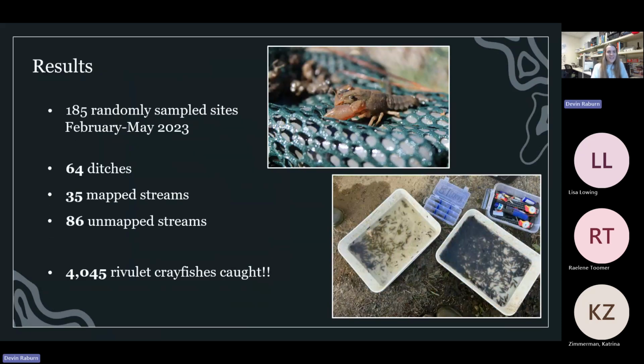So for results, what did we figure out? We sampled 185 sites from February to May of '23, and this included 64 ditches, 35 mapped streams, and 86 unmapped streams. And we caught more than 4,000 rivulet crayfishes. We can see them all piled up in these trays here, and one caught in a little dip net.